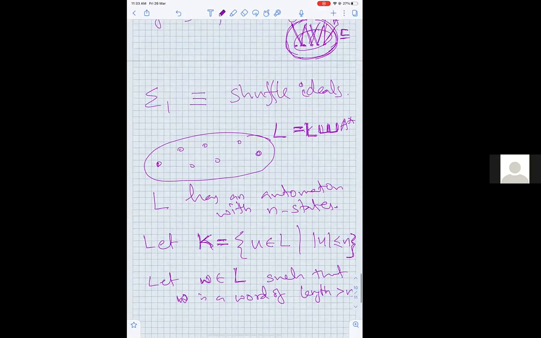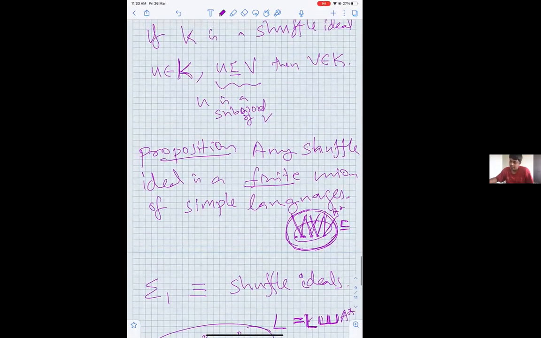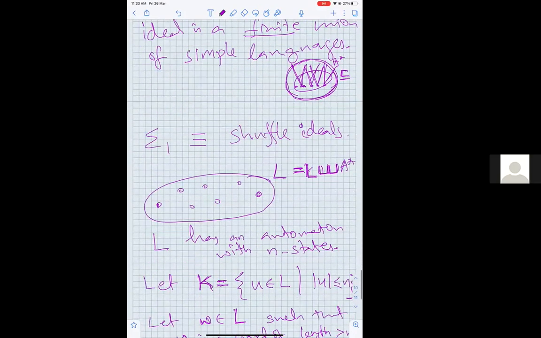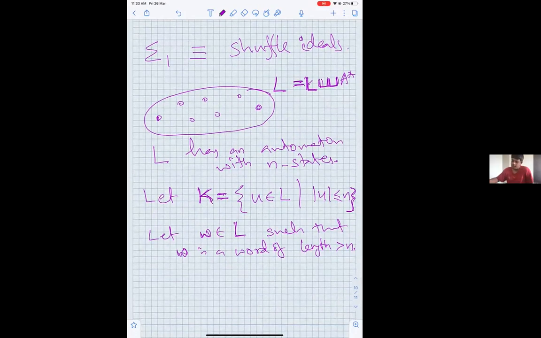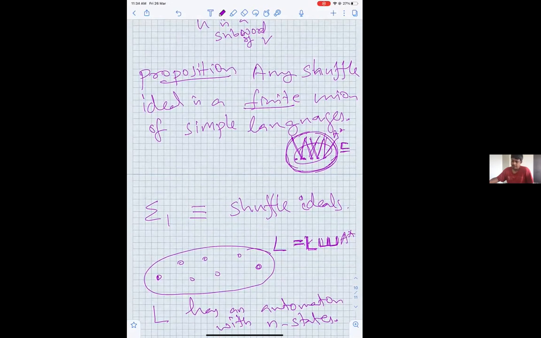What are we trying to prove? I'm trying to prove that any shuffle ideal is a finite union of simple languages. Basically, I'm taking an automaton for L, and it has n states, and I am taking all words of length at most n. I think we're proving a special case, right? Yes, I'm proving a special case, which is that any regular shuffle ideal is a finite union of simple languages.